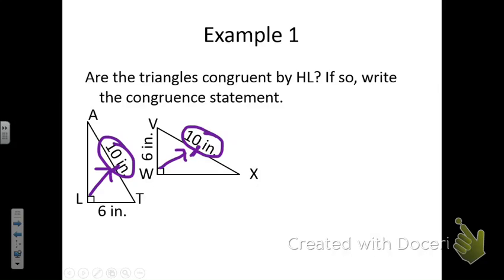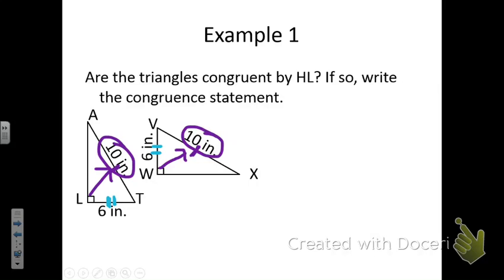Now, we also have to show that we have another side congruent. So, do I have another pair of congruent sides? Yeah, what are they? Good. LT and VW are both 6 inches. So they're right triangles, their hypotenuses are congruent, they have a leg congruent, so can I prove them congruent by hypotenuse leg? Yes, we can.